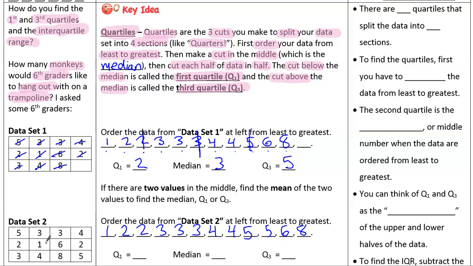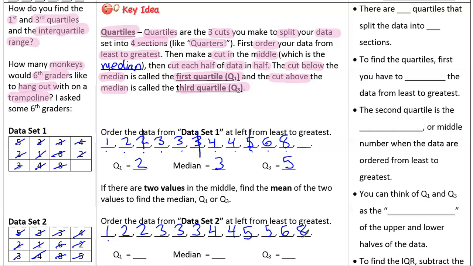I hope I didn't. Let's make sure there's 1, 1. There's 1, 2, 2 2s. Yep. 3 3s. 2 4s. Yep. 2 5s, a 6, and an 8. Excellent. Okay, this time, let's find the median.